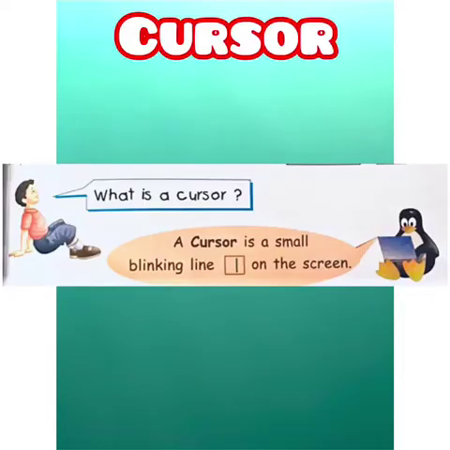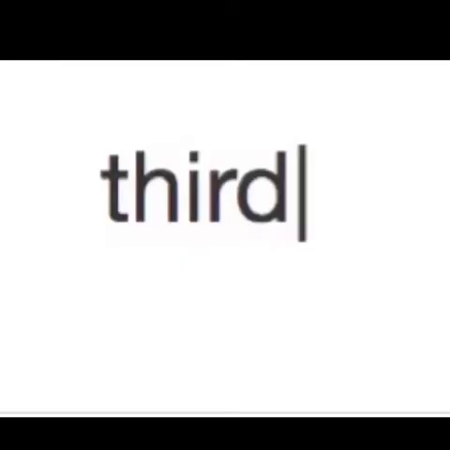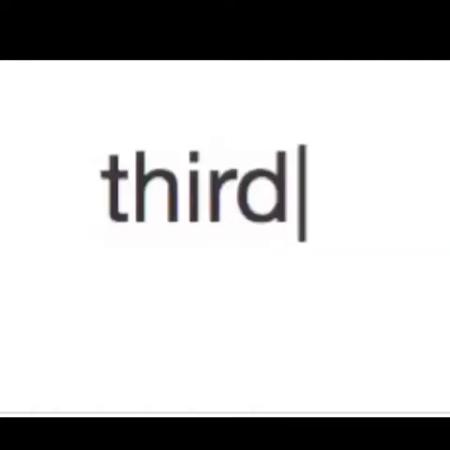Cursor. So what is a cursor? A cursor is a small blinking line on the screen. Now see this. This is a cursor. This line is cursor. This one.